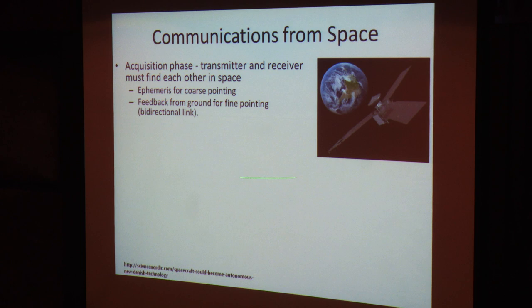So when we're looking to start talking to spacecraft from space, there's always an acquisition phase. And basically, that means that we are looking for this signal. We are trying to align the axes of the main lobe from the transmitter and the receiver. So how is this actually done in RF? Well, you might use the ephemeris, which typically works well for coarse pointing. And that's essentially the prediction of where the spacecraft is.